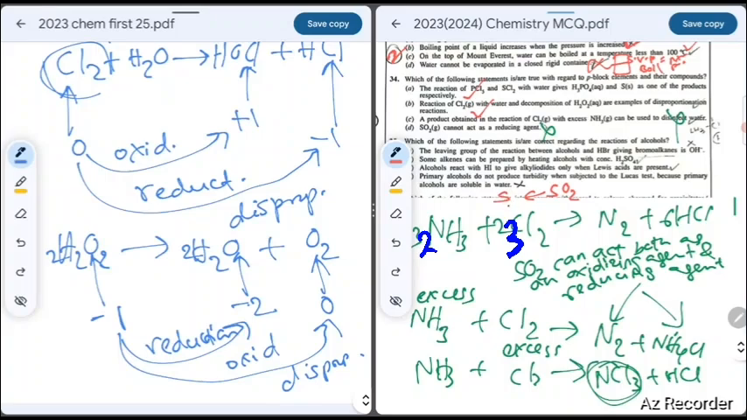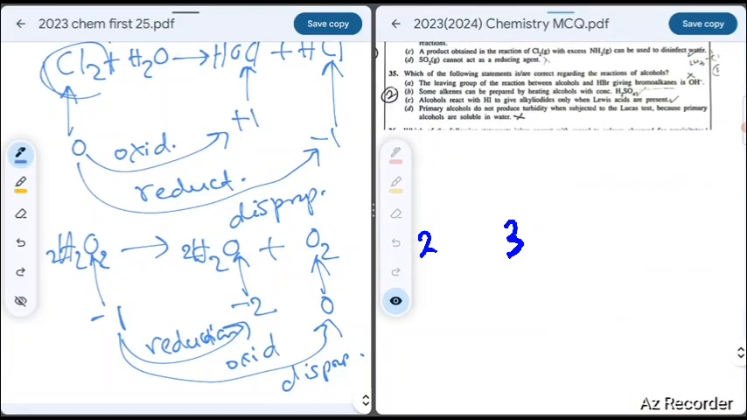Sulfur has 0 oxidation number and SO2 here has +4 oxidation number. So it can reduce to sulfur and SO2 can oxidize to sulfate. Therefore SO2 can act both as a reducing agent and oxidizing agent. So SO2 cannot act as a reducing agent means, reducing agent, what does it do? It undergoes oxidation. No, it can undergo oxidation as well.